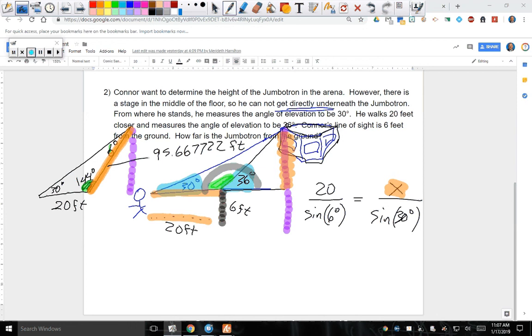I don't need to do law of sines anymore, believe it or not. My goal was to get this piece, because now I have 30, 144, 6, 20, and then this 95.667722. What I could do now is just a regular right triangle, like what I did on the first problem right here.